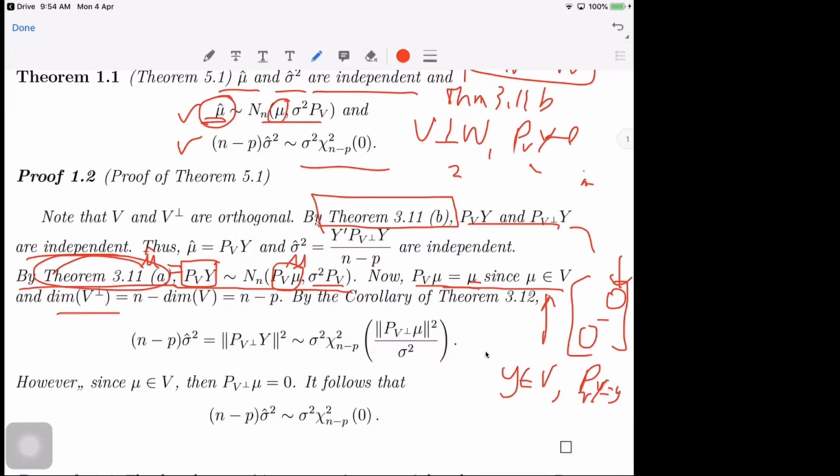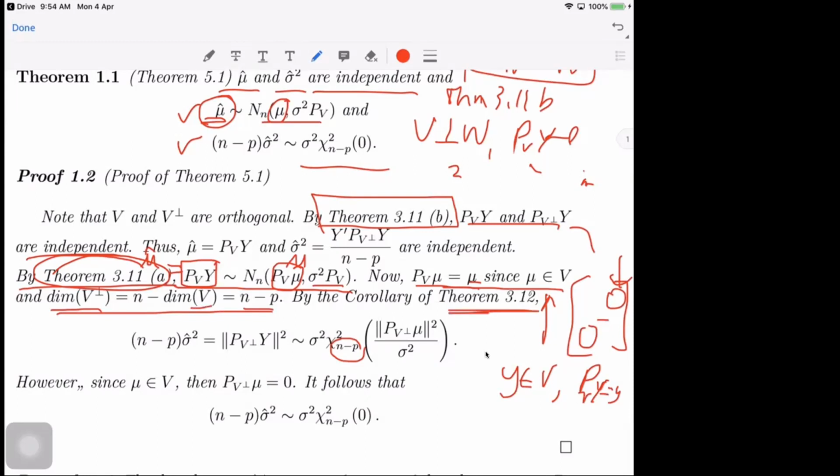And this part here is necessary para makuha ninyo ang degrees of freedom sa chi-squared. So, dimension of b perp is n minus the dimension of v, but the dimension of v is p-dimensional man siya, so n minus p.